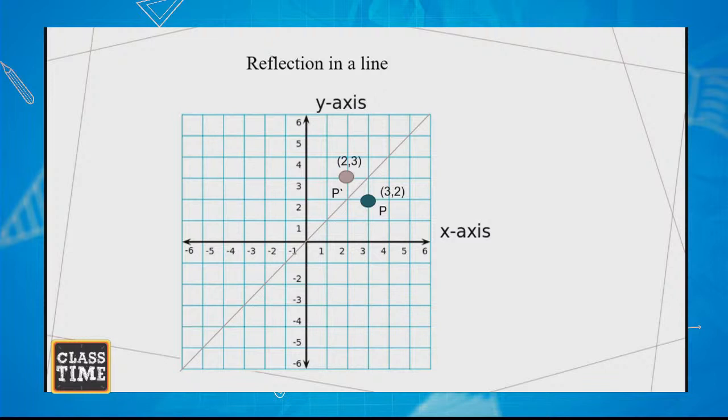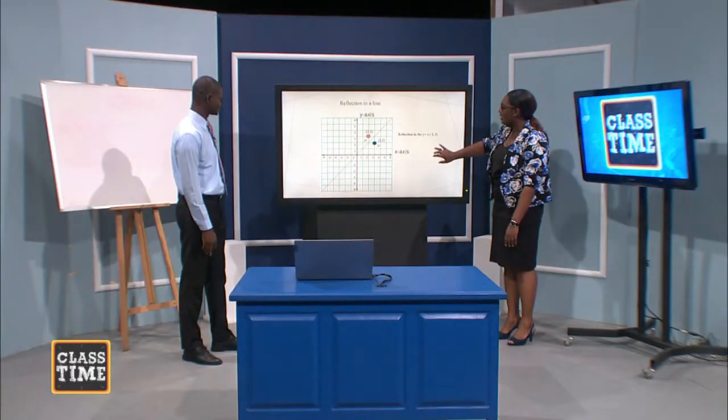So now what happens? It looks like my y becomes x and my x becomes y. So the values switch. And this is consistent. As long as you're reflecting in the line y equals x, the values are going to switch. X becomes y and y becomes x, because they're equal. The values switch around.